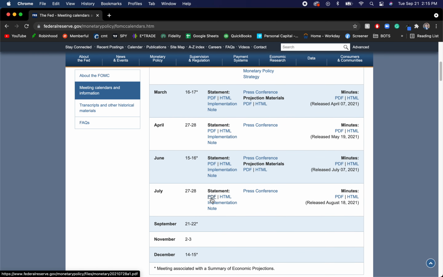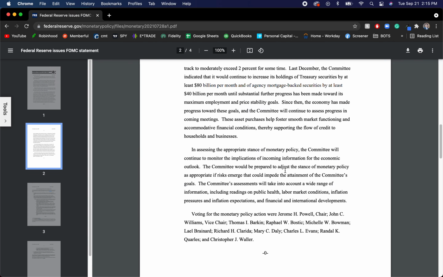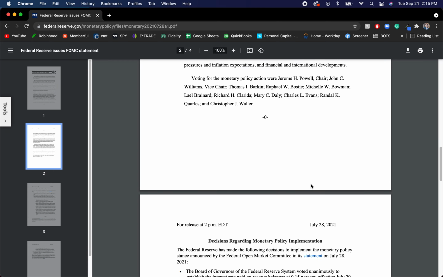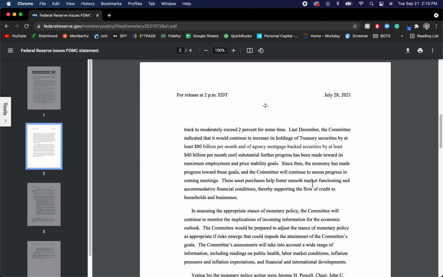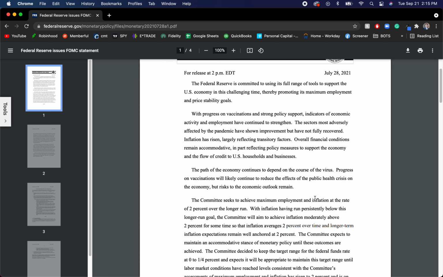So I'm going to open up one of these statements. We're just looking at something. As you see, it's a long PDF that you can read. I say long, it's 4 pages if you want to read. It's not just a quick summary, but you can come in here and read, okay, the Federal Reserve is committed to using its full range of tools to support the U.S. economy, yada, yada, yada. They'll start talking about the inflation rate of 2% over the longer run.